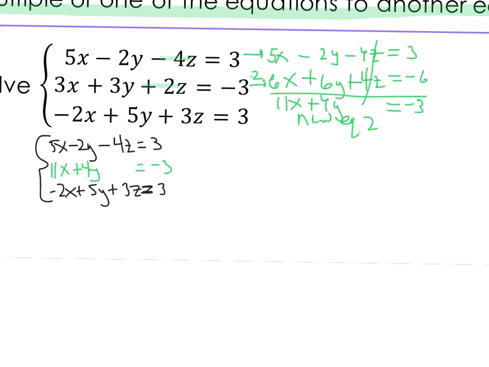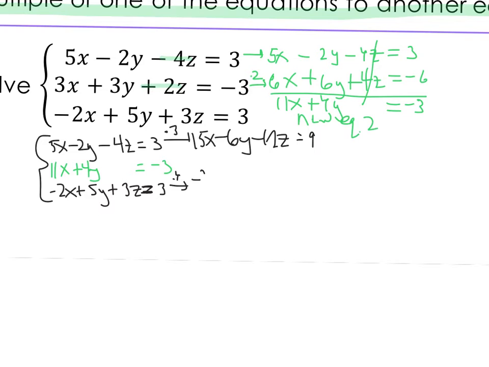Now, if I got rid of z in equation 2, I need to get rid of z in either equation 1 or equation 3. If I don't do that, I'm going to put z back into our system, and it makes it challenging. So the common multiple of negative 4 and 3 is 12, so we'll multiply equation 1 by 3. So we'll have 15x minus 6y minus 12z equals 9.